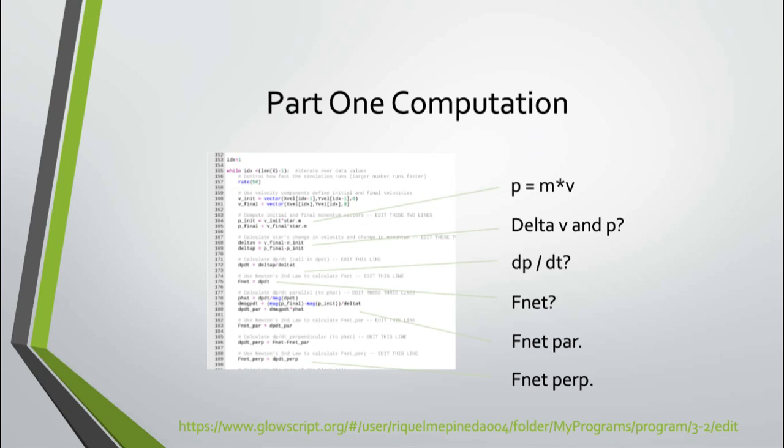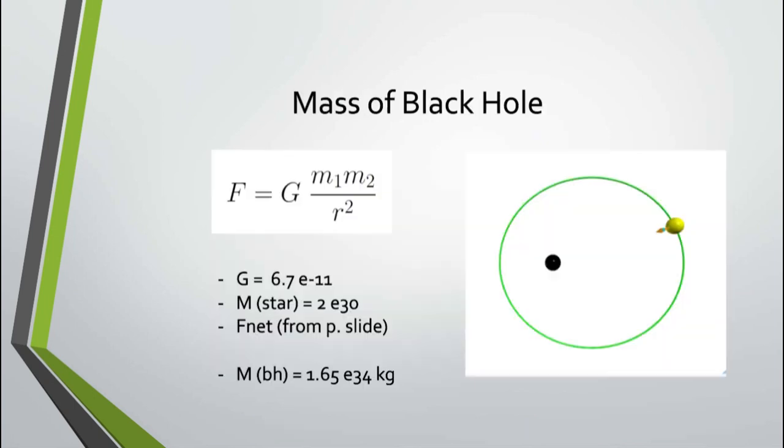For F net parallel, you take dP/dt dotted with P hat, the direction of the momentum, which is the magnitude of P final minus the magnitude of P initial over delta T. For the perpendicular, you just subtract: F net total minus F net parallel gives F net perpendicular. For the mass of the black hole, after doing that, we input the data that we got from the computation with our initial constants. In order for the orbit to make sense, the black hole would have to have a mass of 1.65e34 kilograms.